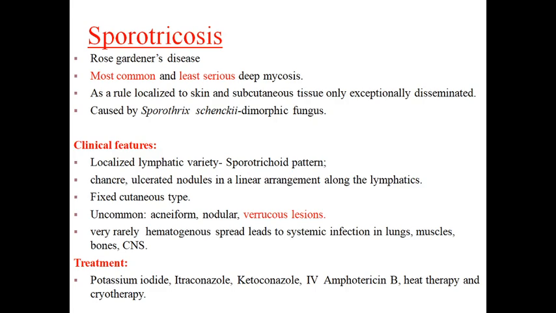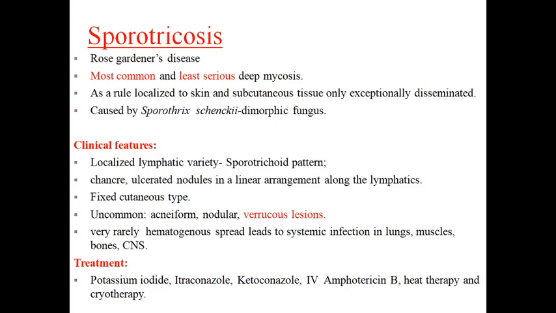It is the most common subcutaneous mycosis, but it is least serious. Although it is most common, it is least serious. As a rule, it is localized to skin and subcutaneous tissue only, but exceptionally it can be disseminated, especially in immunocompromised patients. Then lungs can be involved, muscles, bones, and CNS can be involved, but bones are more commonly involved when the infection is disseminated. And it is caused by the dimorphic fungus known as Sporothrix schenckii.